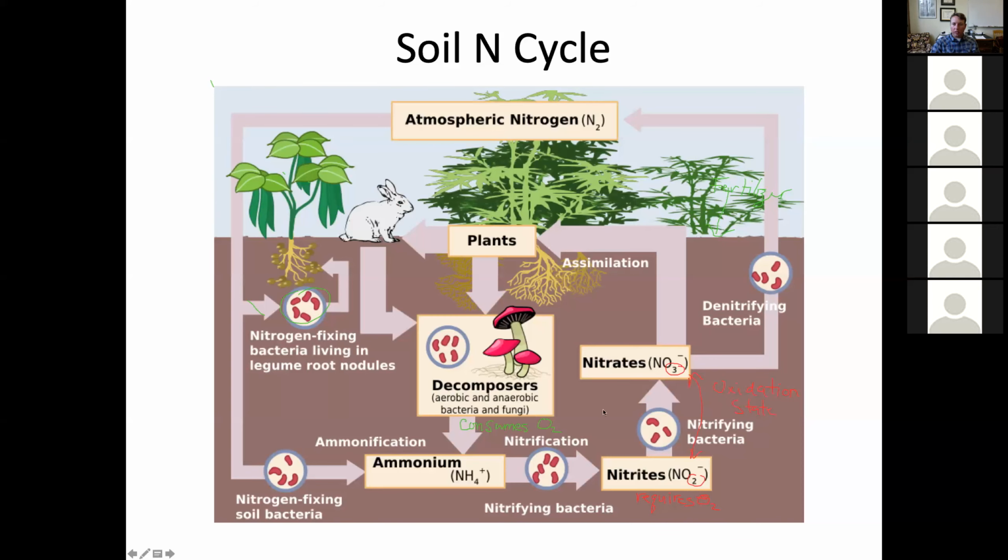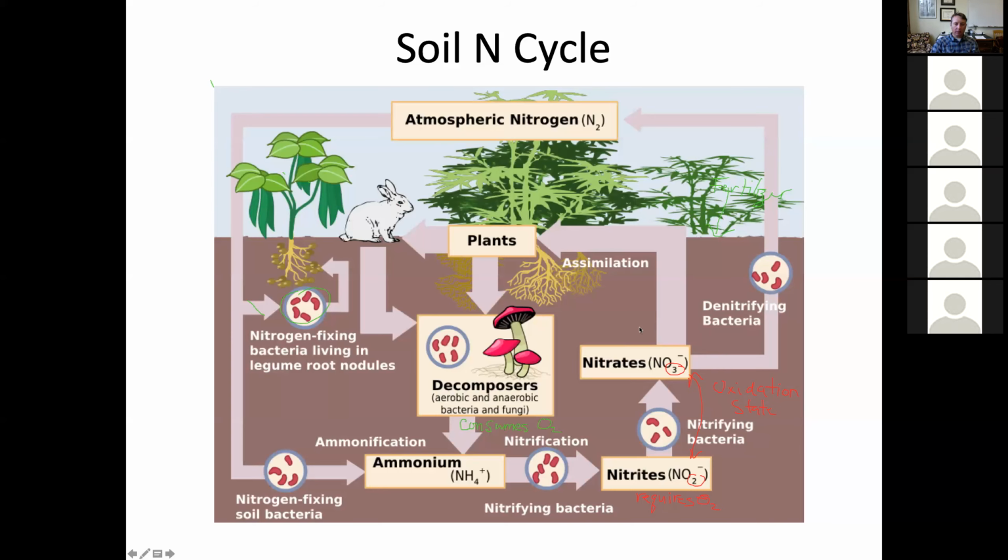All right, so we can produce these nitrites and nitrates, and then they can be assimilated into plants. Bunnies can eat those plants, and we can eat those plants. And then we can get decomposed and enter the system again.